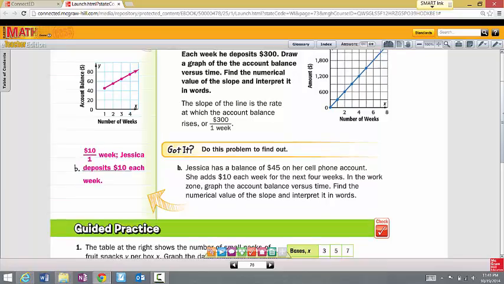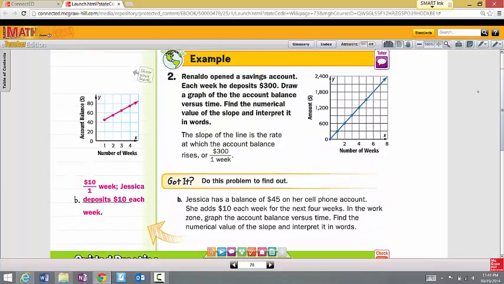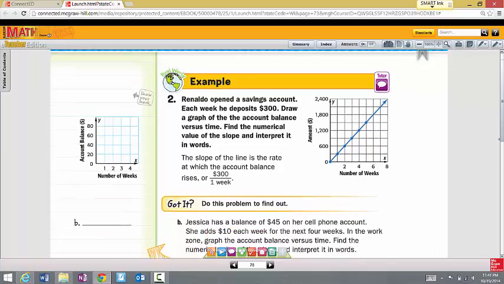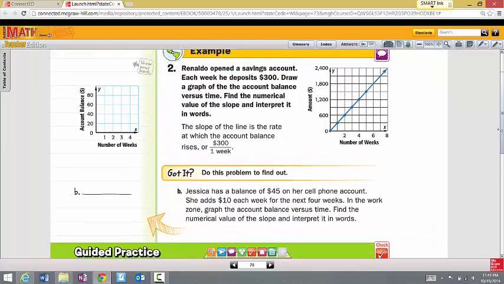Number 2. I'm going to skip number 2. Number 2 is the exact same thing, but we're going to go on to number 3. Number 3 is Jessica. Jessica has a balance of $45 on her cell phone account. She adds $10 each week for the next 4 weeks. In the work zone, graph the account balance versus time. Find the numerical value of the slope and interpret it in words.